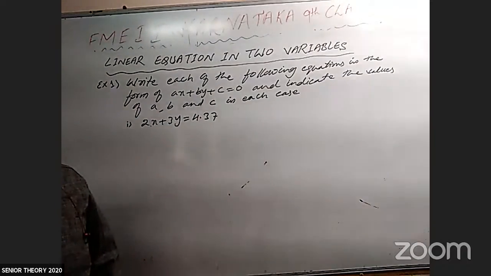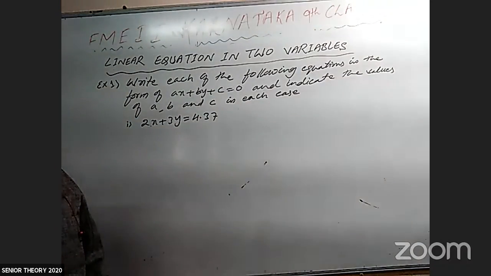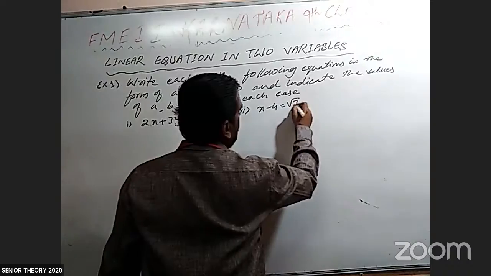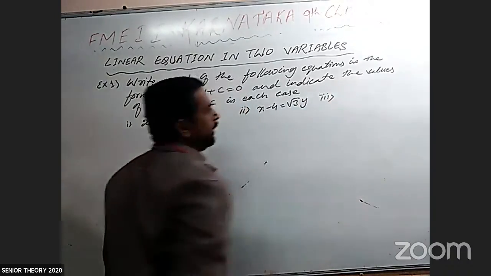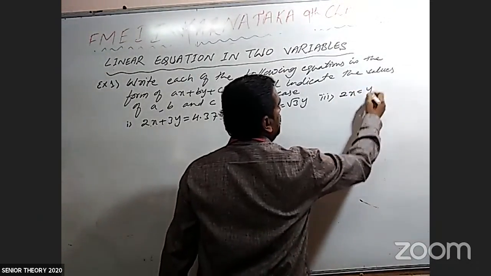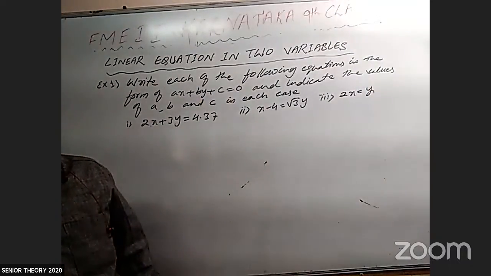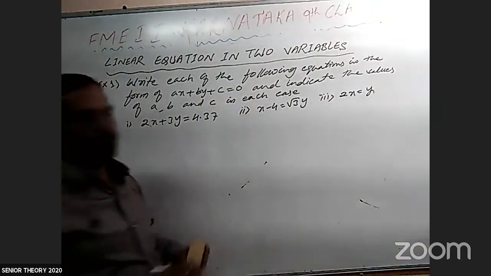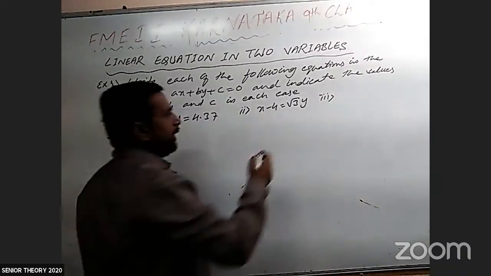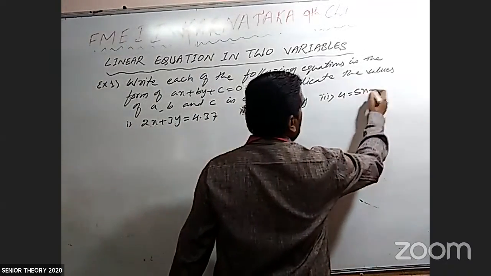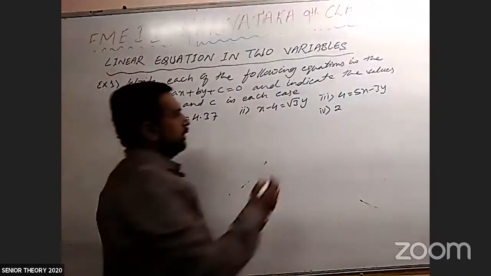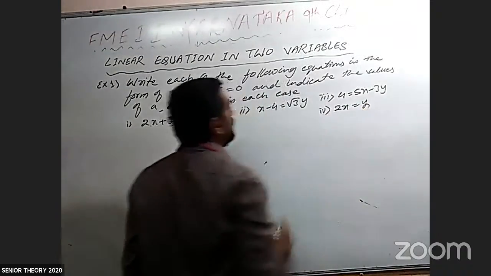Question number 2 is x minus 4 equal to root 3y. And question number 3 is 4 equal to 5x minus 3y. And number 4 is 2x equal to y. These 4 different equations are given.